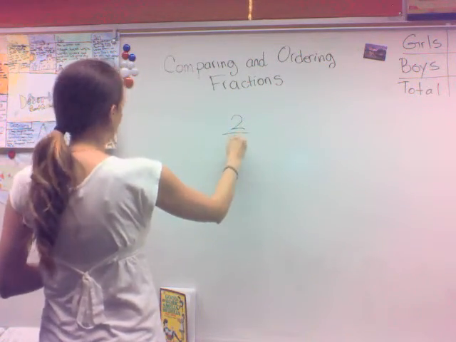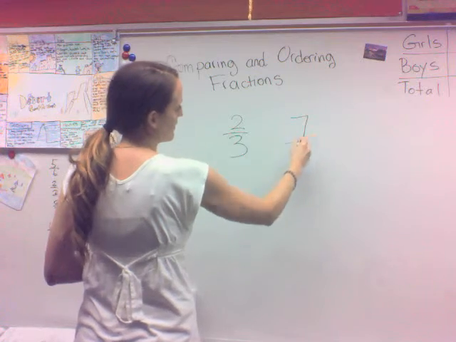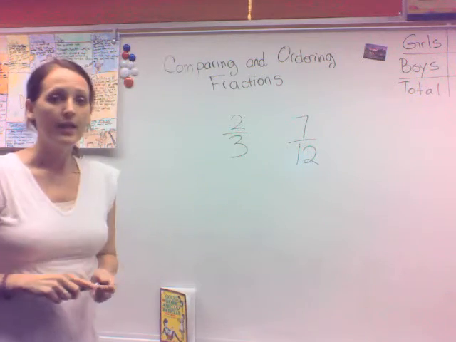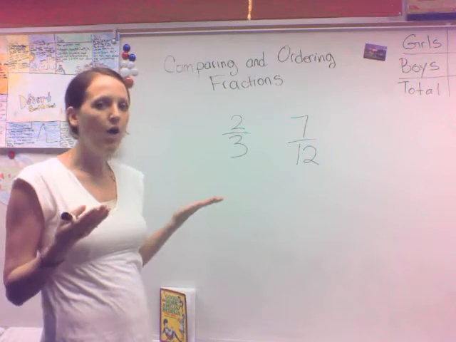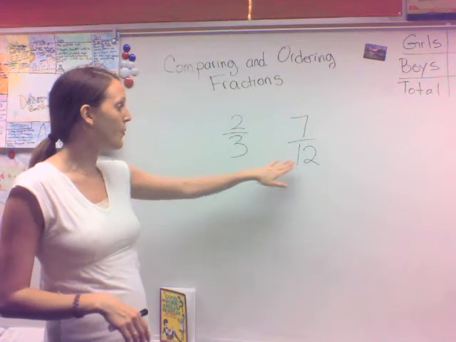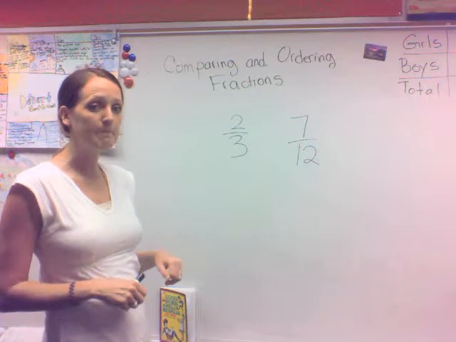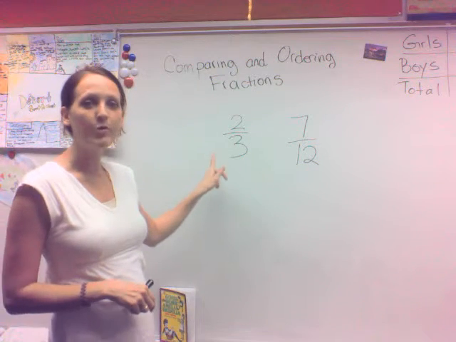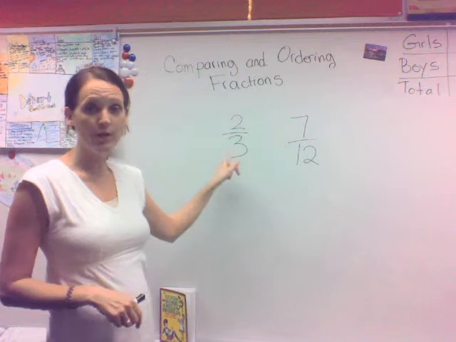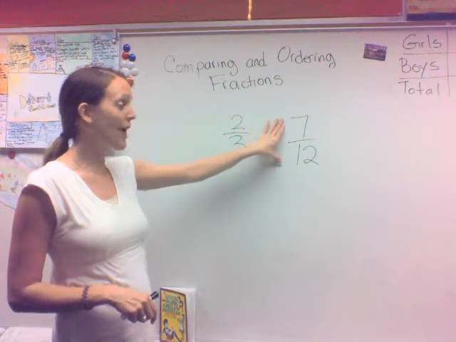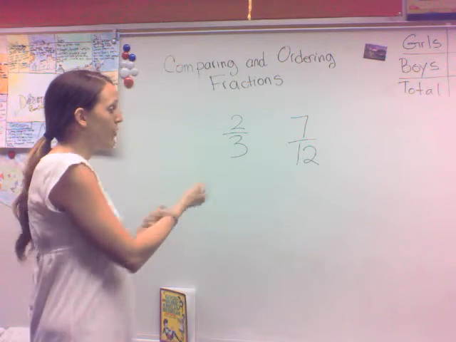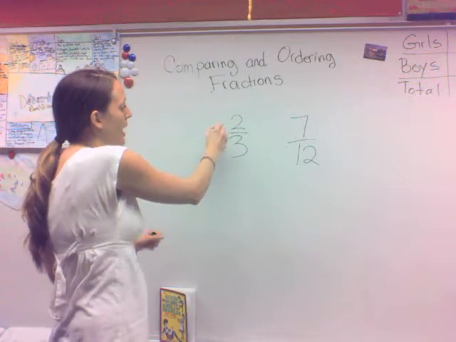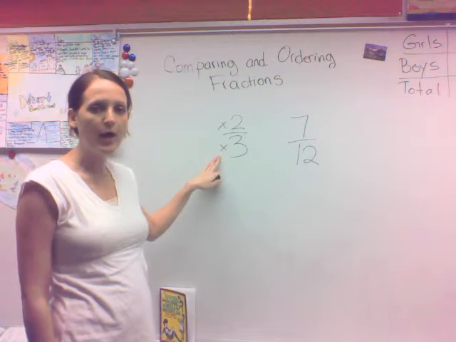Let's look at 2/3 and 7/12. Now hopefully you're looking at 3 and 12 and thinking to yourself, oh, I know what I can change those to. What can you change those to? Hopefully you recognize that 12 is one of your threes, so you don't have to change the 7/12. You only have to change the 2/3. What can we multiply the 3 by to get 12?